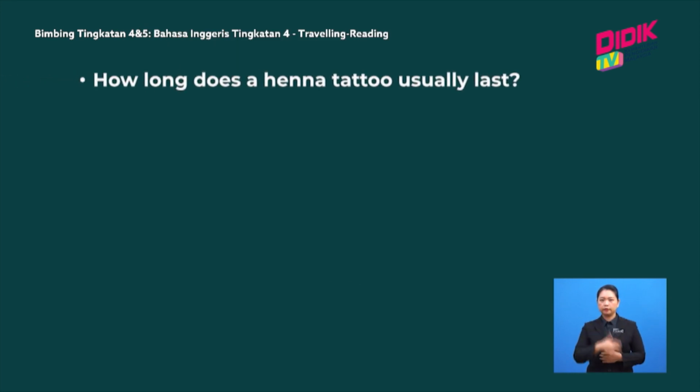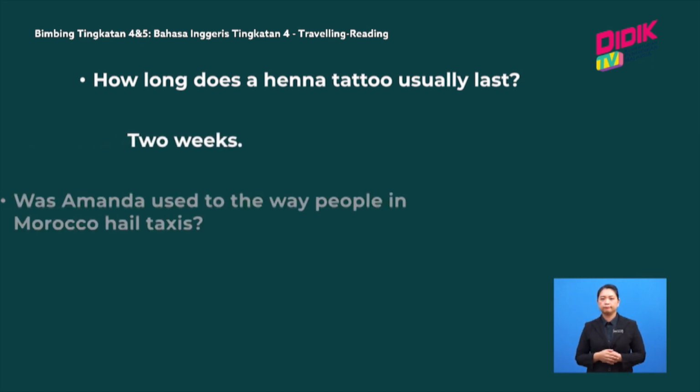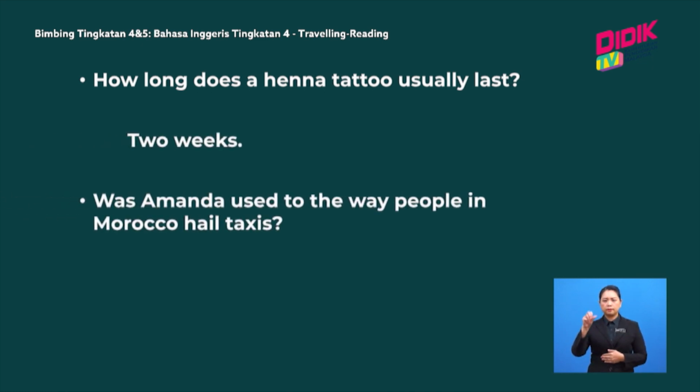A quick check of your understanding. How long does a henna tattoo usually last? 2 weeks. Was Amanda used to the way people in Morocco hail taxis? No, she wasn't. Next, the third paragraph.